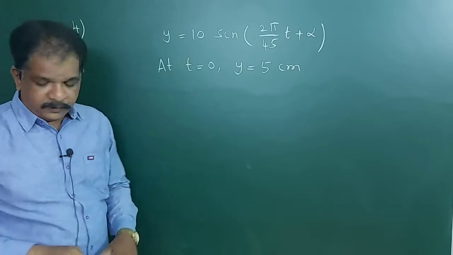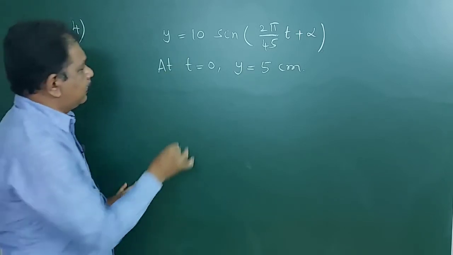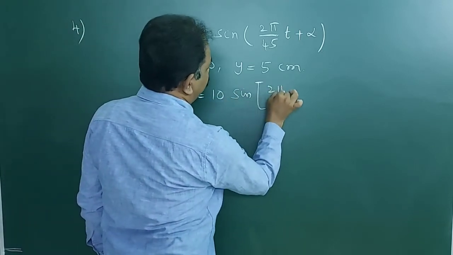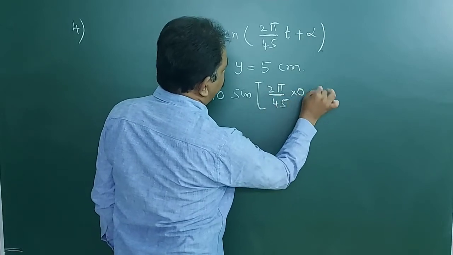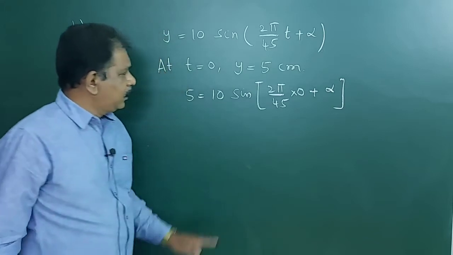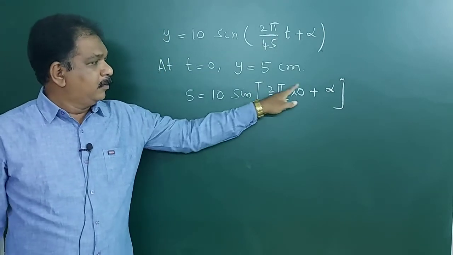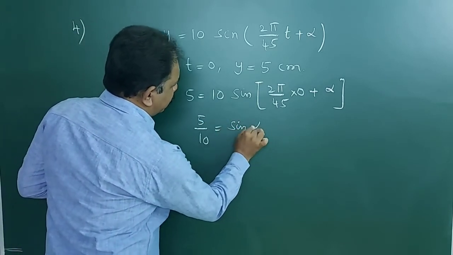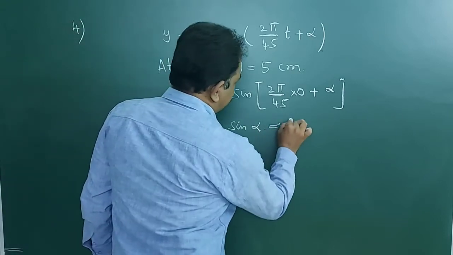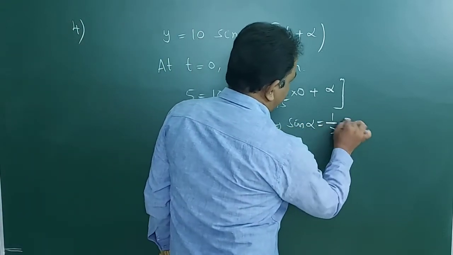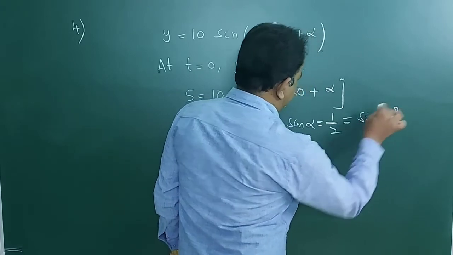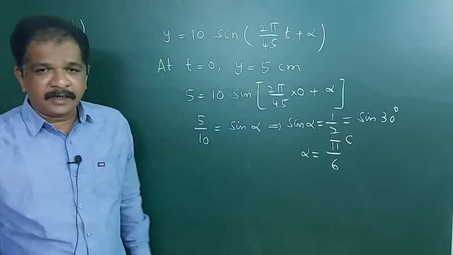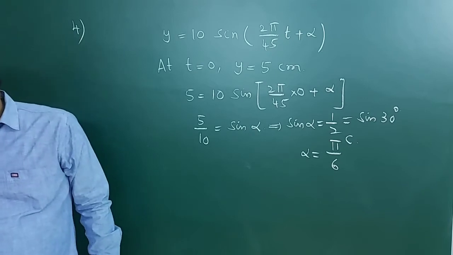You substitute these values, then what we will get? 5 is equal to 10 sine of 2 pi by 45 into 0 plus alpha. T value will be 0. It becomes 0. So 5 by 10 is equal to sine alpha will remain. Sine alpha is equal to 1 by 2. This will be 30 degrees. Alpha is equal to pi by 6. 30 degrees means pi by 6 radians.